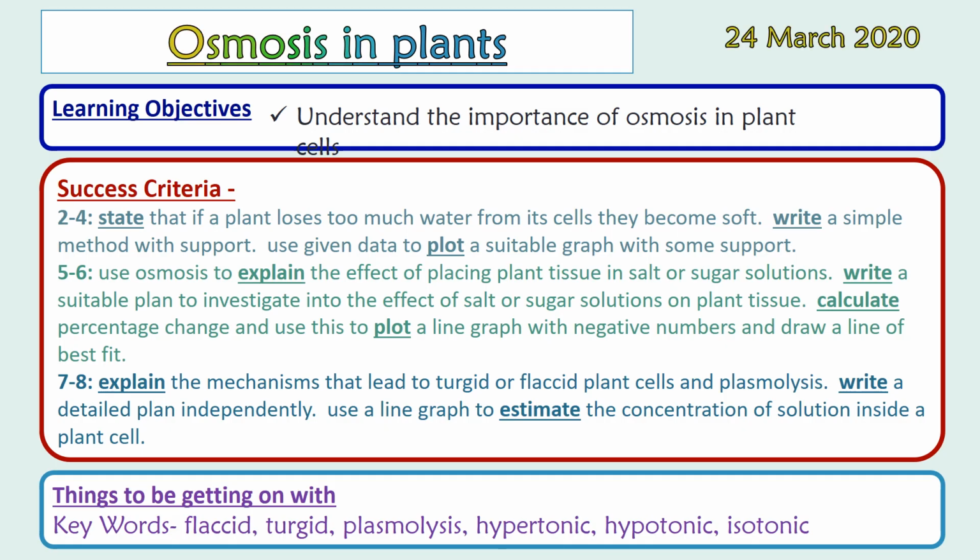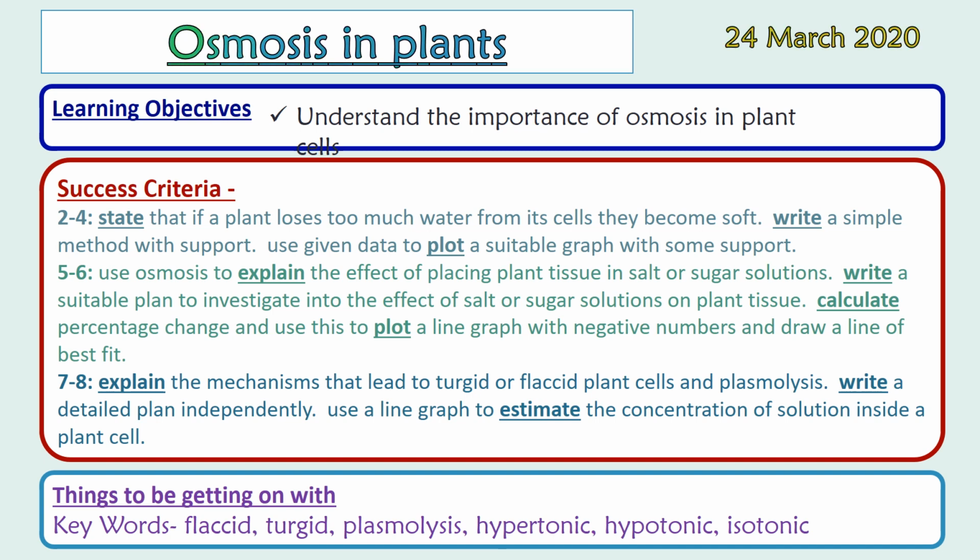Okay, so what do we need to know in this lesson? Because we're focusing on plants, we need to be able to understand the importance of osmosis in plant cells. So what happens to plant cells and why that is important.